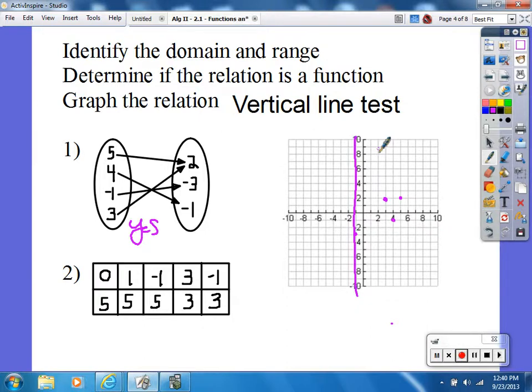Now let me change this just slightly. I'm going to change it to blue. I'll put another point right there. Notice now, if I draw a vertical line, is that a function? No, because it hits twice. Does that make sense?